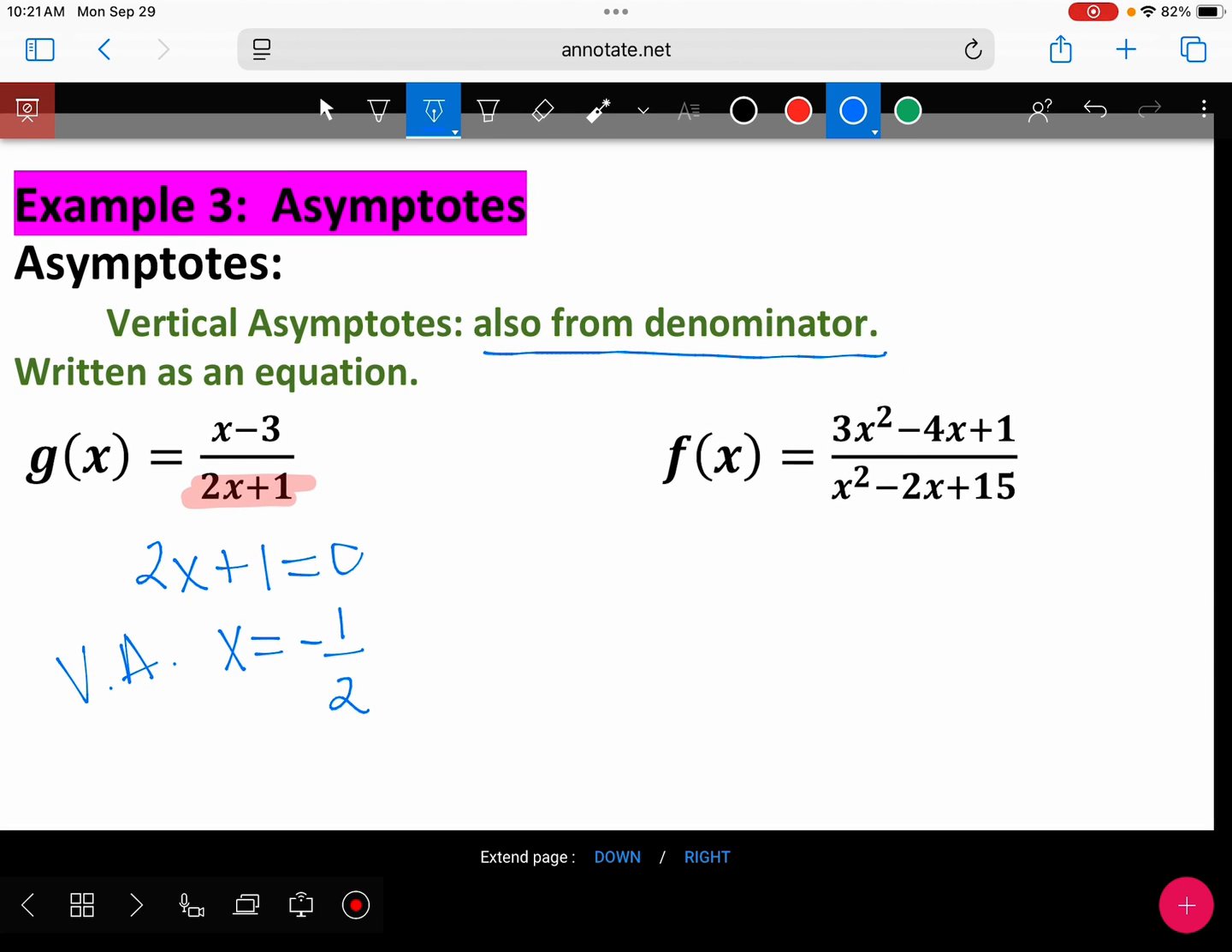Now you can have more than one. For the second example, notice that we have a quadratic. So when I factor this down, two numbers that multiply to be 15 and add to -2. That's actually an error. Sorry, let me fix that. That should be two numbers that multiply to give you -15 and add to -2. Okay, so the two numbers would be -5 and +3. So that means that for this function, we have 2.